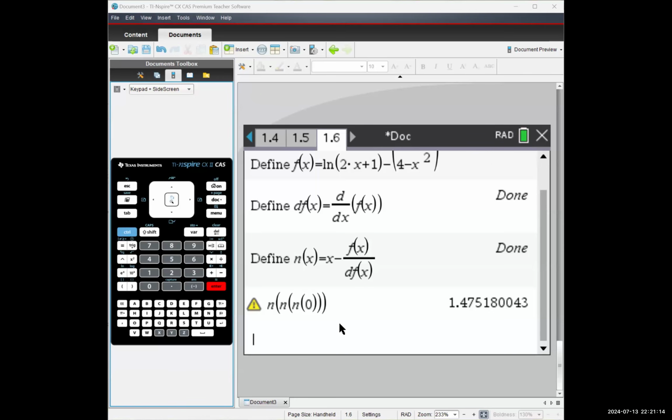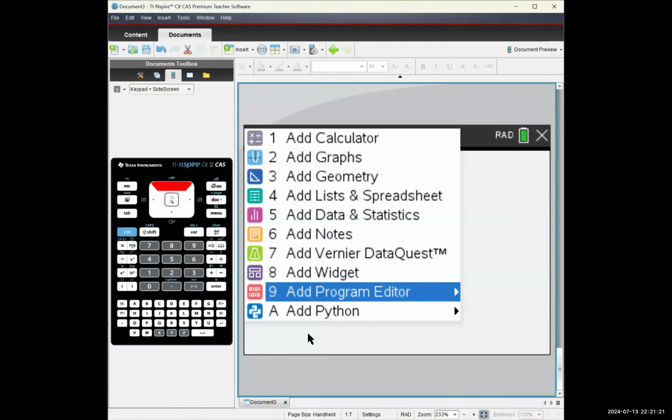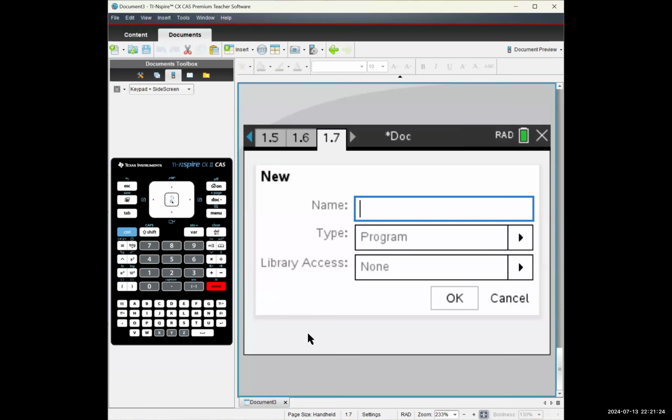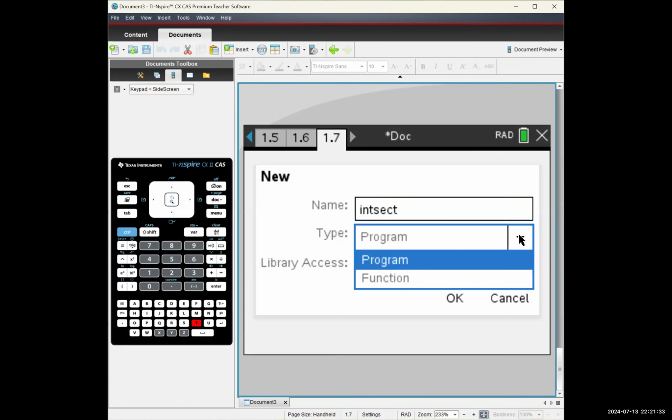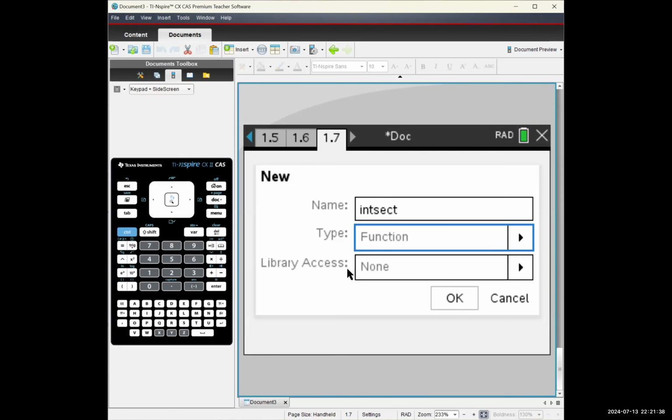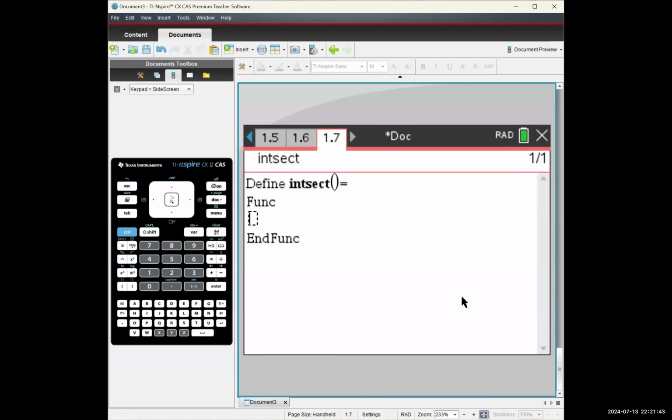Now I switched back to my TI Inspire. What I could do is insert a program editor and create a new one. Let's say intersect. Doesn't really matter. We can set it as either a program or a function. Because I only use this once, I wouldn't give any other library access. So now for this function, let's see what I need to do.